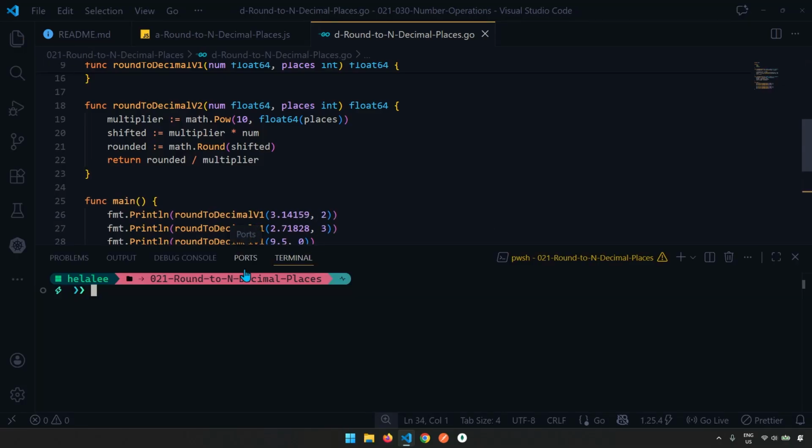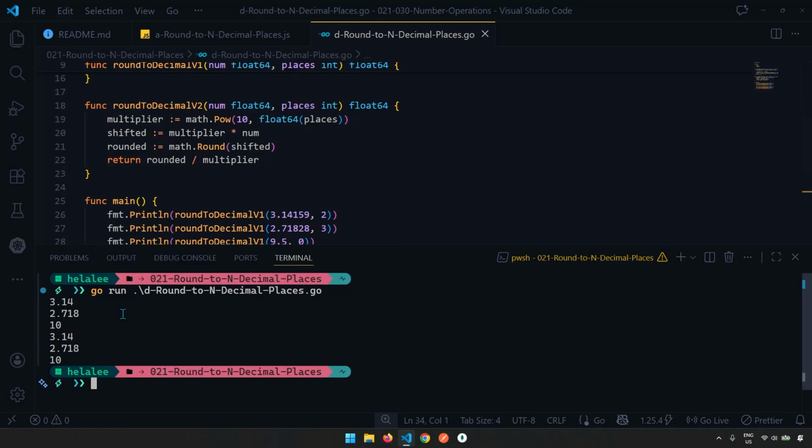We're going to jump into the terminal. I'm going to say go run dot, tab, enter, and there we go. What do we get? We get 3.14, 2.718, 10, and the same thing right here.